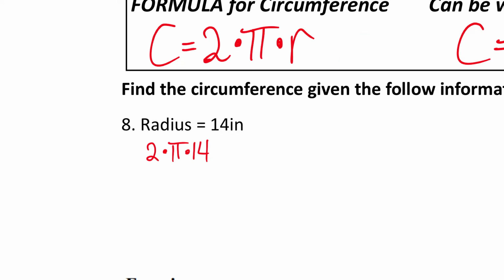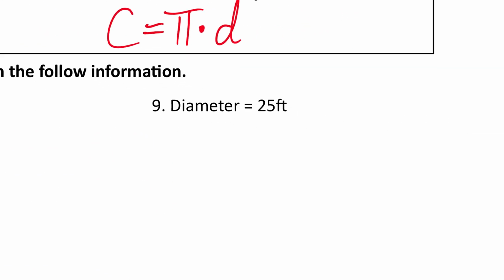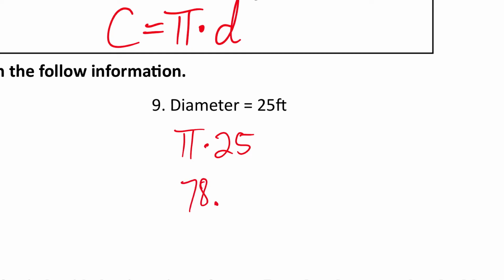So what does that give you? 87.96 inches. Okay, and then the circumference when the diameter is 25, so we're just going to do pi times 25. What does that give you? 78.54? Okay, good.